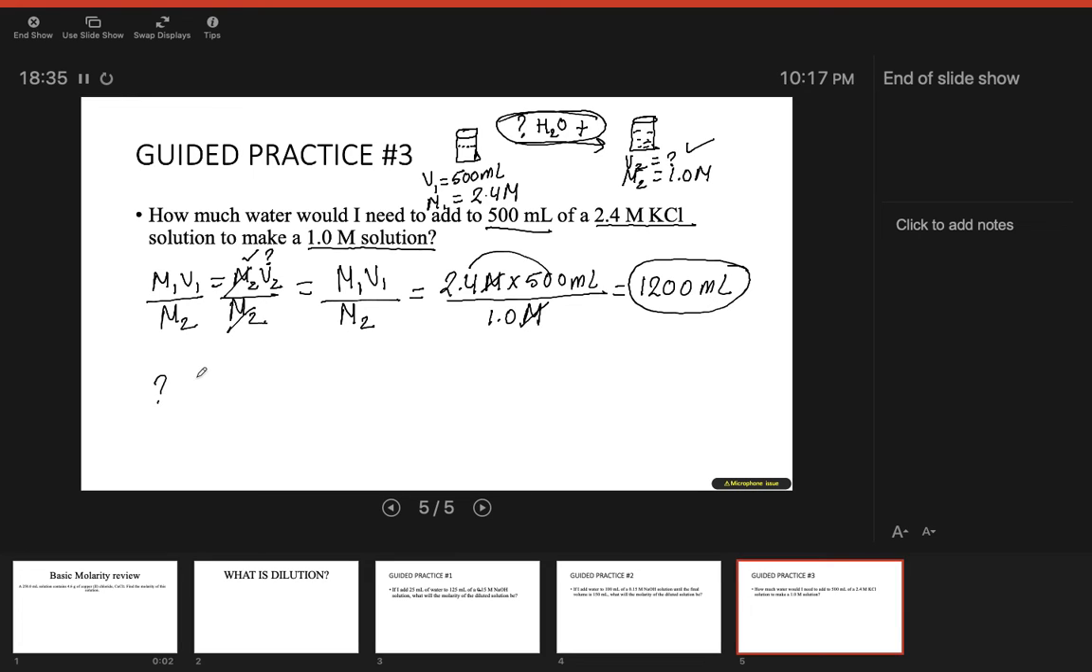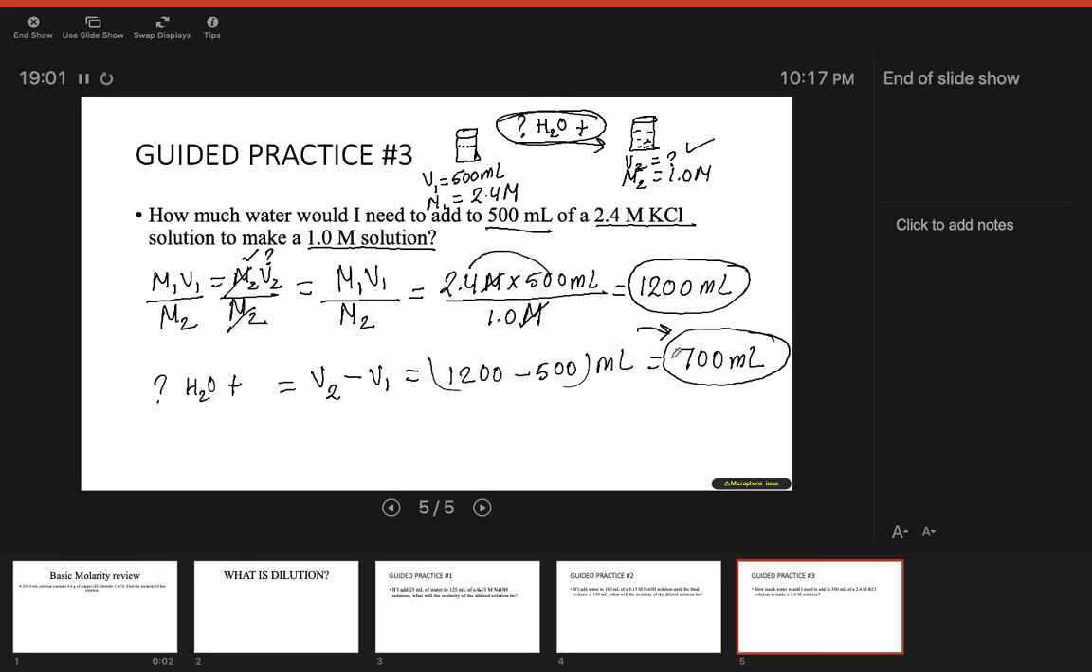Now to figure out how much water I added, if I do final volume minus initial volume, 1200 minus 500 milliliters, I end up with 700 milliliters. So I added 700 milliliters of water to 500 milliliters of 2.4 molar solution to bring its concentration down to 1 molar solution.